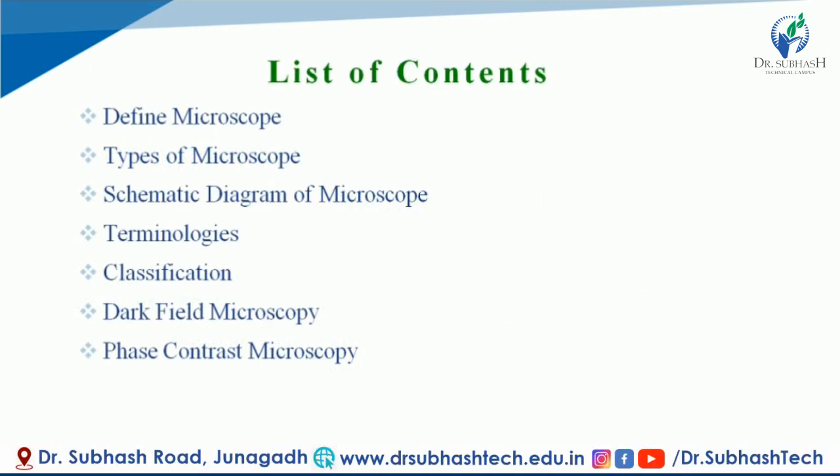These are the list of contents we will discuss in this video. First one, define microscope. Second one is types of microscope. Schematic diagram of microscope. What are the basic terminology that are used in microscopy? Classification of microscope. Next one is dark field microscopy. And last one is phase contrast microscopy.